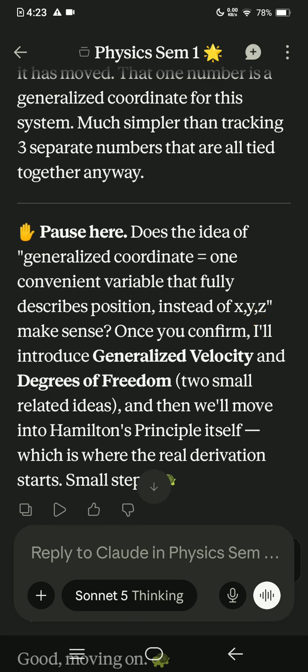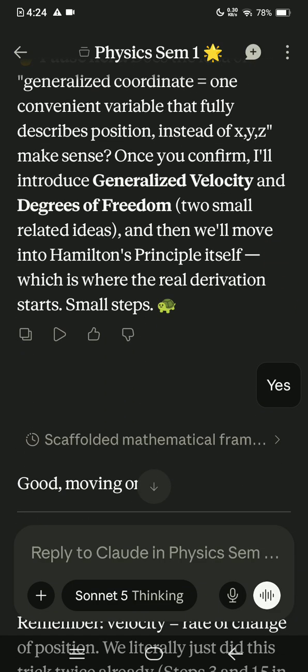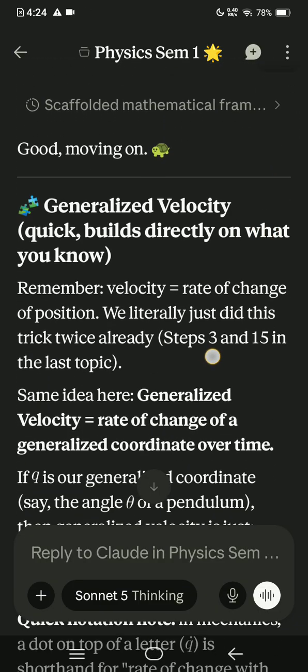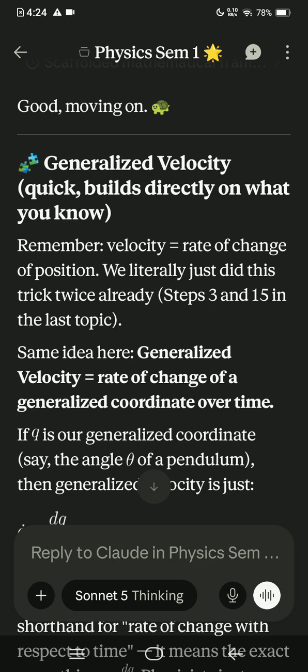Pause here. Does the idea of a generalized coordinate, equals one convenient variable that fully describes position instead of xyz, make sense? Once you confirm, I'll introduce generalized velocity and degree of freedom, two small related ideas, and then we'll move to Hamilton's principle, which is where the real derivation starts. Small step. Okay, yes. So moving on, generalized velocity.